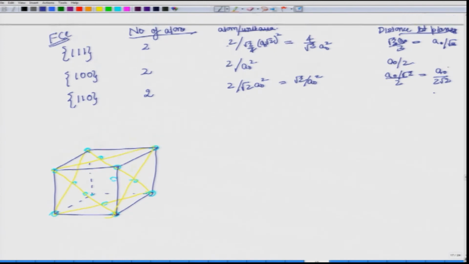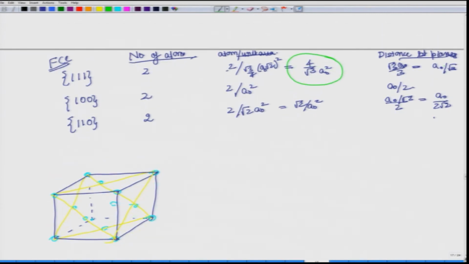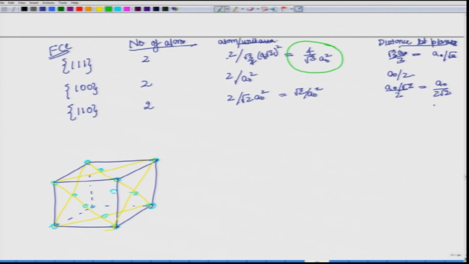So, now looking at this, which one is the largest atoms per unit area? We can clearly see that this is the largest value, 4 by root 3 A naught square. This is the smallest atoms per unit area, and which is the largest distance between the planes? This is the largest distance between the planes, which is A naught by root 3, because this is the smallest denominator. So, this is the largest distance, and this one comes out to be the smallest atoms per unit area.